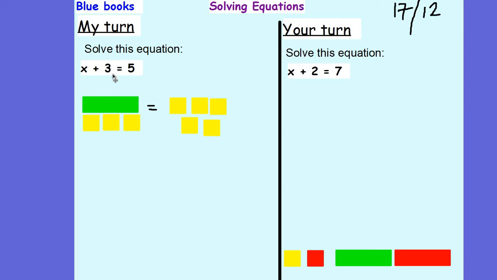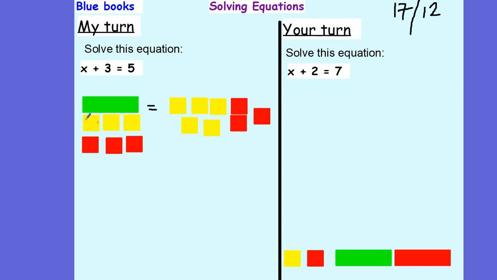To solve it, I want to add something to both sides of the equation, so I'm left with just the green rectangle on the left side. I need to add 3 red squares.